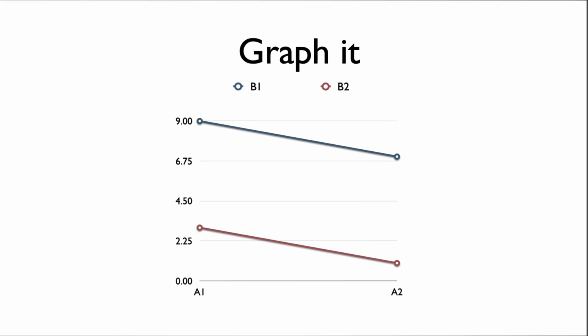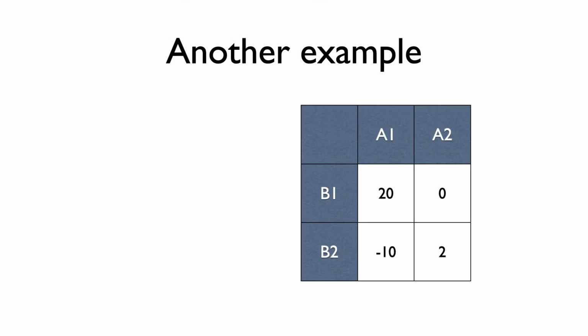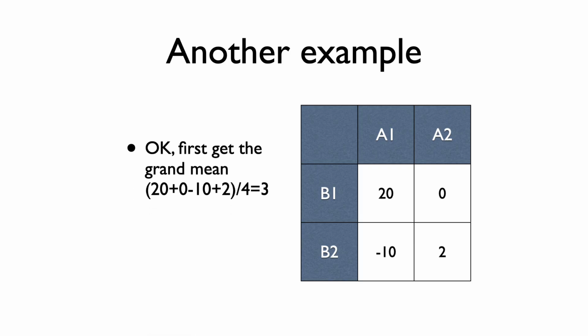How about another one? Some more numbers. This time it's another 2 by 2. So going across, 20, 0, negative 10, 2. A1, A2, and then B1, B2 down the side. Let's get that grand mean again. 20 plus 0 minus 10 plus 2. Let's see, that's 12 divided by 4 is 3.